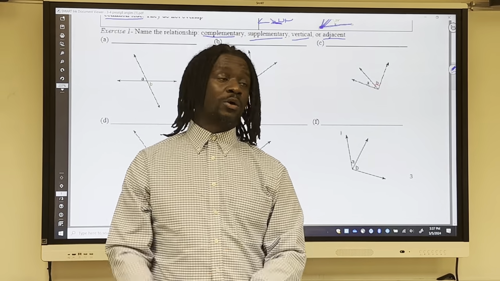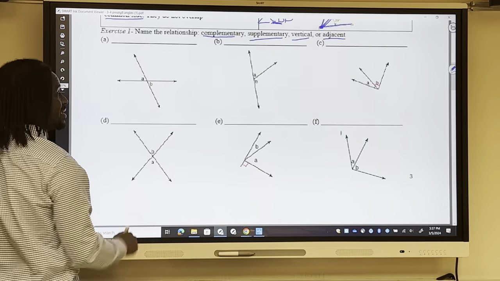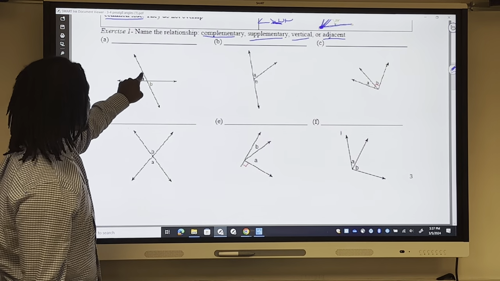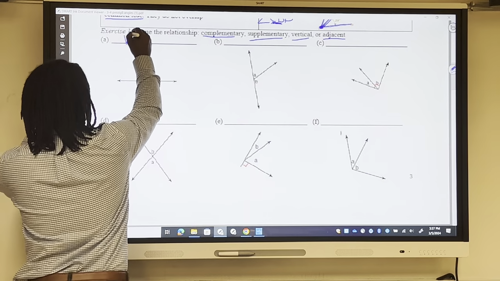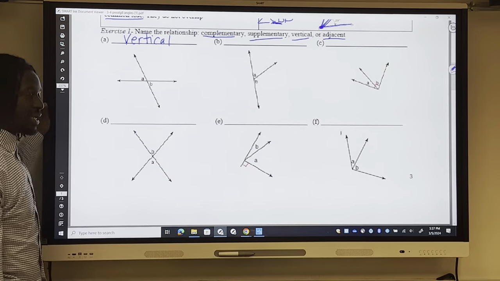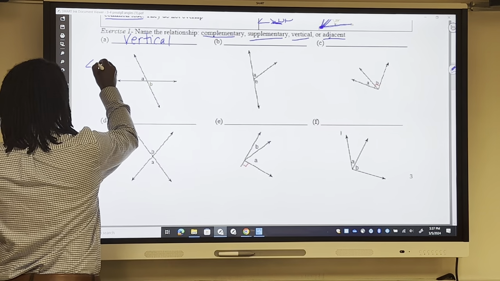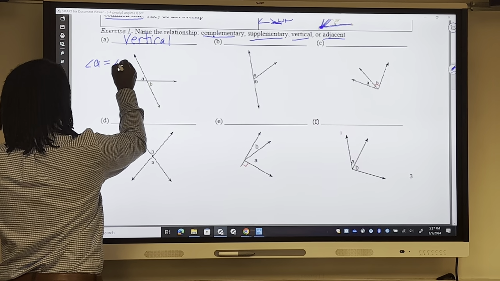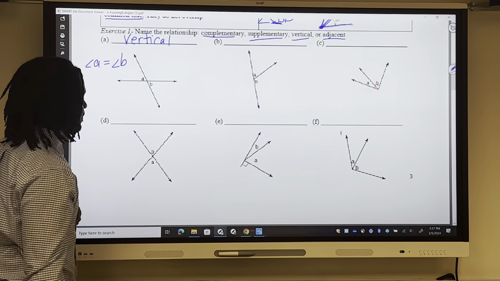All right, here we go. So first one, we have angle A and then angle B, and these are opposite of each other. So because they are opposite, these are vertical angles. And again, vertical angles, you need to know this, are equal to each other. So what that means is angle A is equal to angle B.